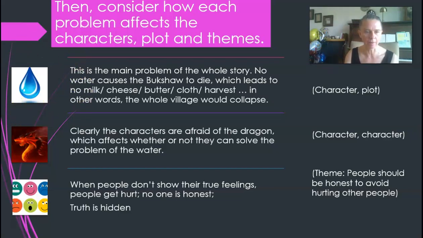Then there's this second problem of the dragon. The dragon, clearly everyone's afraid of the dragon. And that affects whether or not they can solve the problem of the water. So, the character of the dragon affects all the other characters. And then lastly, we have the problem that the people don't show their true feelings. And when people don't show their true feelings, then no one is honest and people get hurt because truth is hidden. And a problem like that is really showing theme. So one theme in Rowan of Rin might be people should be honest to avoid hurting other people.